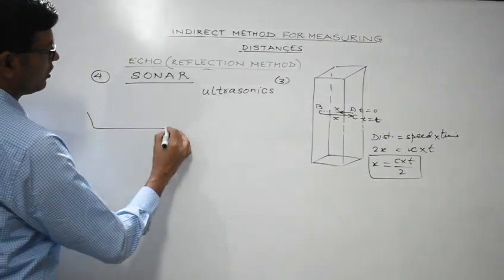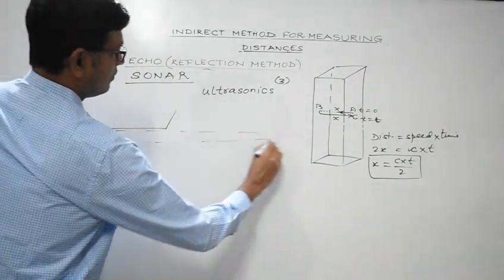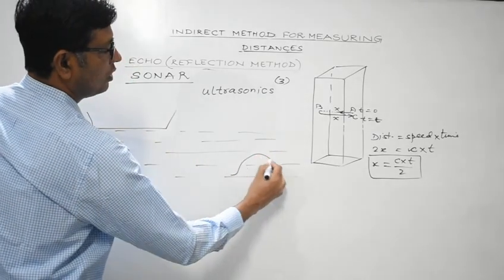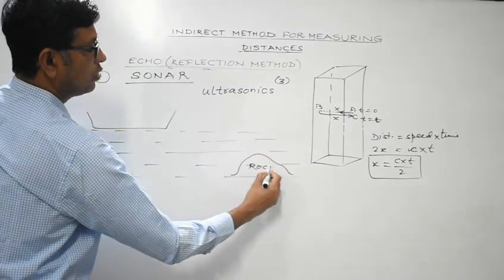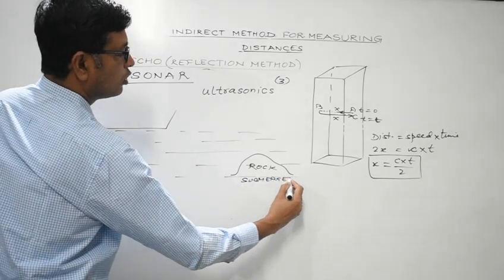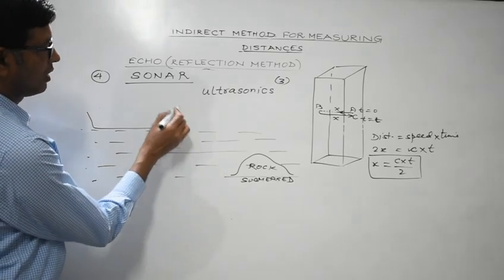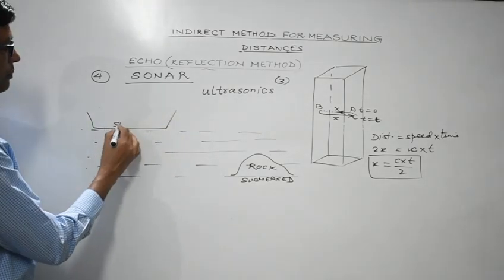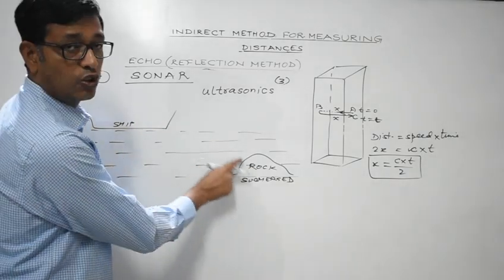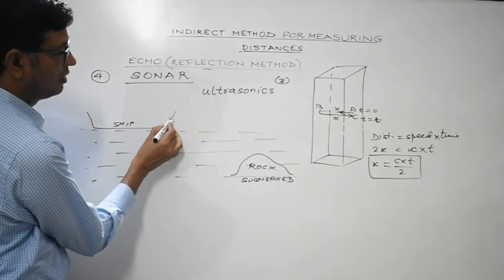Suppose this is the ship which is fitted with sonar, and at a certain depth, suppose this is a rock which is submerged. It can be considered to be a submarine as well. Suppose there is a sonar system fitted in this ship. Now, we need to find out the distance of the submerged rock or submarine. So what to do is, ultrasonics are sent from this position.